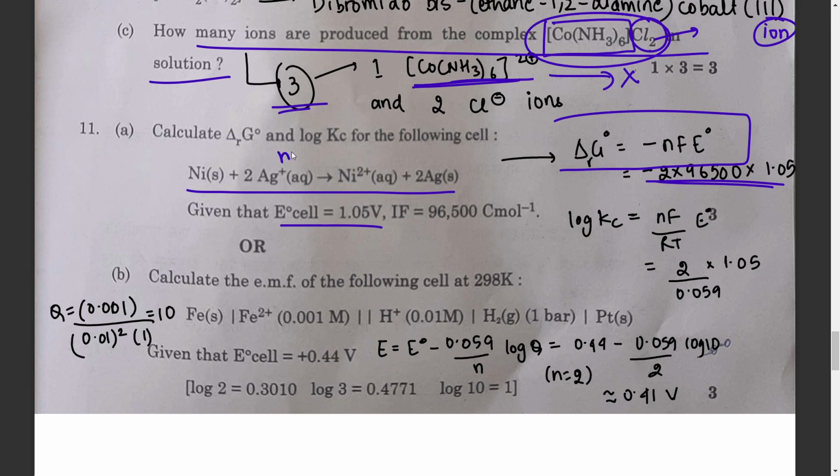And the value of n is 2 because 2 electrons are being transferred in both of the redox, so both in reduction and oxidation, 2 electrons are being transferred. 2 into 96500 into 1.05 gives you 202. So this is 202.65 kilojoules per mole of nickel. And then you have to find out the value of log Kc.